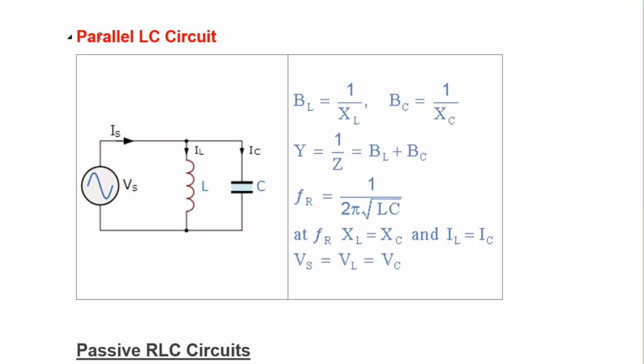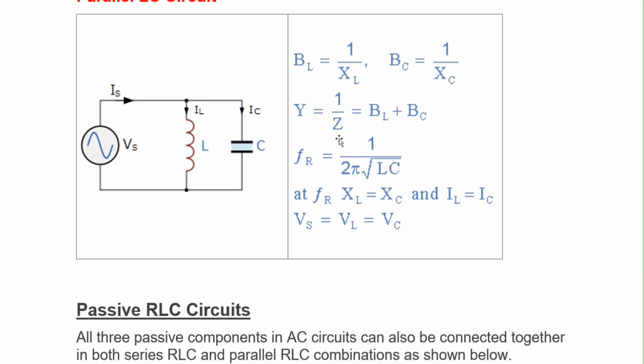Moving forward to parallel LC circuit. Now in this circuit, inductor and capacitor, these two passive components, have been put together in parallel and connected across the voltage Vs. Again in this situation, Is is branching into two parts, IL and IC. Now BL is equal to 1 upon XL, BC is equal to 1 upon XC. BL is inductive susceptance, as I told you, and BC is capacitive susceptance. And they both are equal to the inverse of their own inductive reactance and capacitive reactance. So admittance is again the inverse of impedance, and that is equal to BL plus BC.